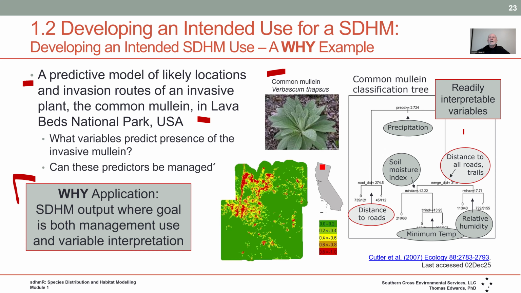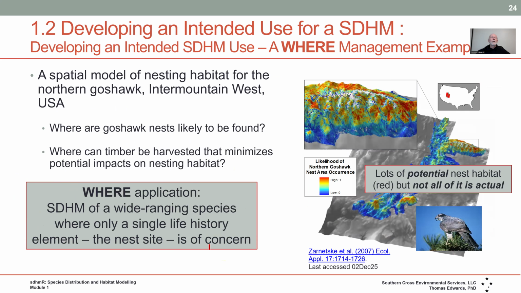And so, given that question, you can see how that structured the particular model that was used because components necessary for this included things such as distance to road. But it also included some ecological predictors as well. And these then became readily interpretable variables that were then portrayed in a map product. So this is a good example of a why. Now here's a where. Nesting habitat for the northern goshawk in the Intermountain West.